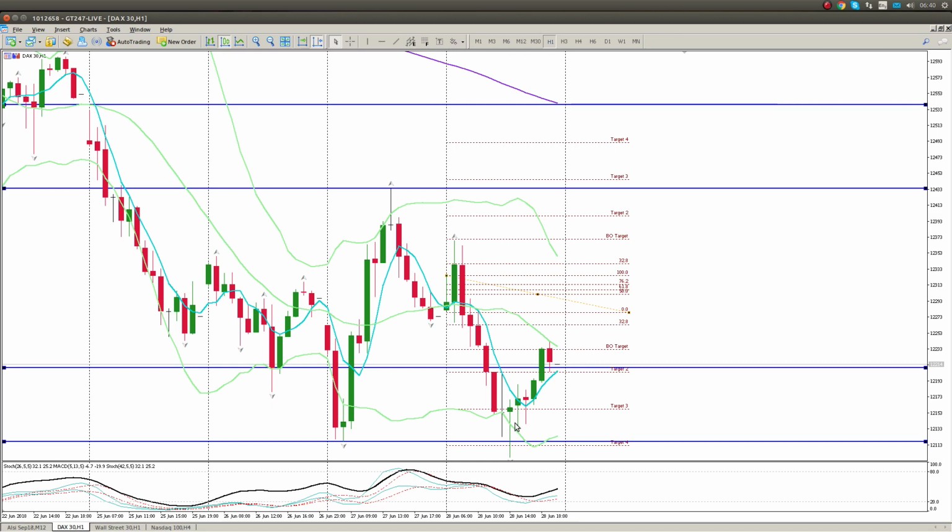So they both do work out. It's entirely up to you how to play them, and they both fail as well. But they are profitable over the longer period of time. You will make money just trading the open range break strategy on the DAX.